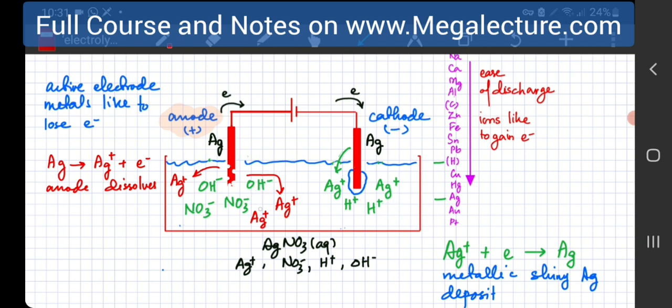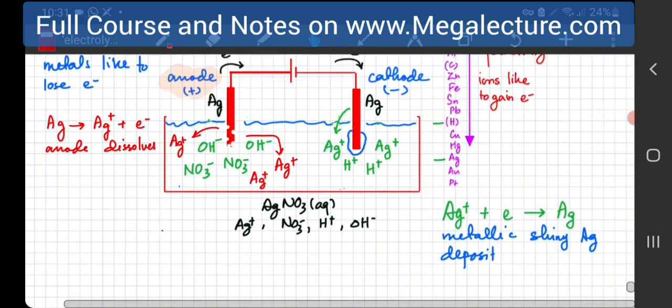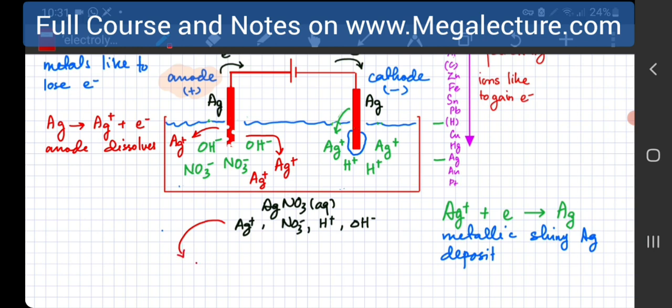So there would be no changes in the solution, because H+1, nothing happens to it. NO3, OH, nothing happens to them. What happens to silver ions? They get used up on one side, they get produced at the other side. So the net quantity of silver ions in the solution would also remain unchanged. So no changes are happening in the solution.